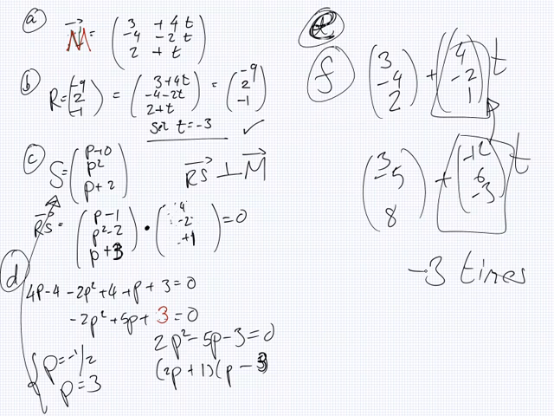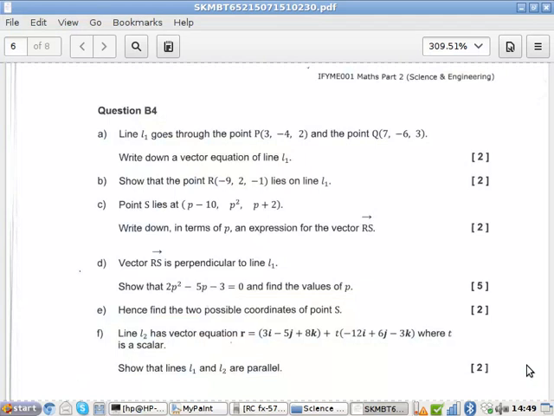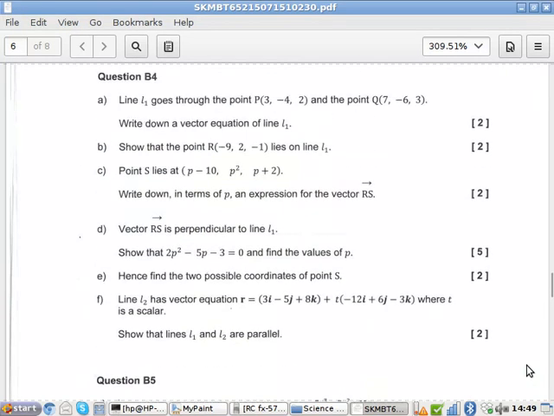Think about it. If this vector is 1, 1, 1, and this vector is 2, 2, 2, do they point in the same direction? Yeah, they do. It's just the size is different, but you don't care about the size. So we just say that the direction vector minus 12, 6, minus 3 is a minus 3 multiple of the direction vector 4, minus 2, 1. Therefore, they point in the same direction. Therefore, they're parallel. That is it. That was a nice question actually.